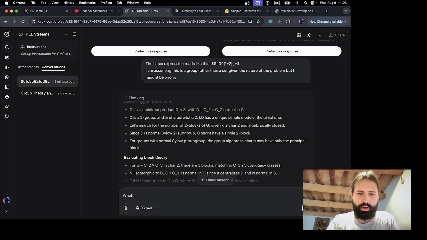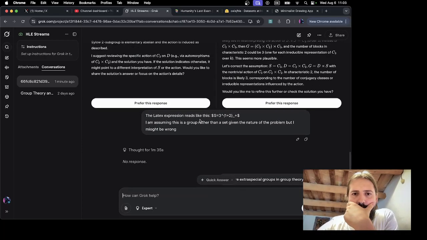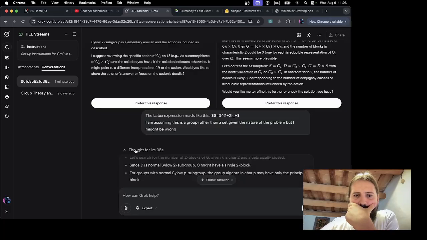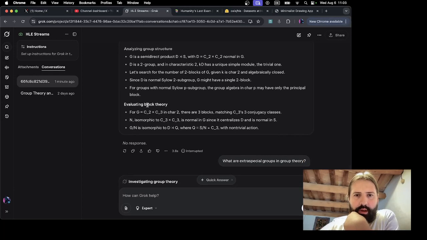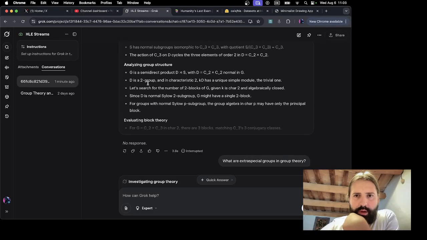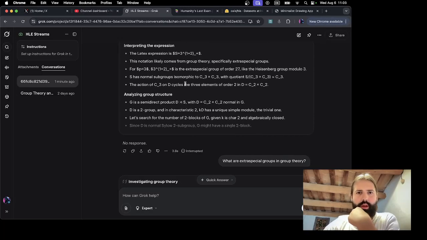What are extra special groups in group theory? While it's doing these block theories, this comes from group theory. 4 is the extra special group of order 27. S has normal subgroups isomorphic to 2, with quotient.